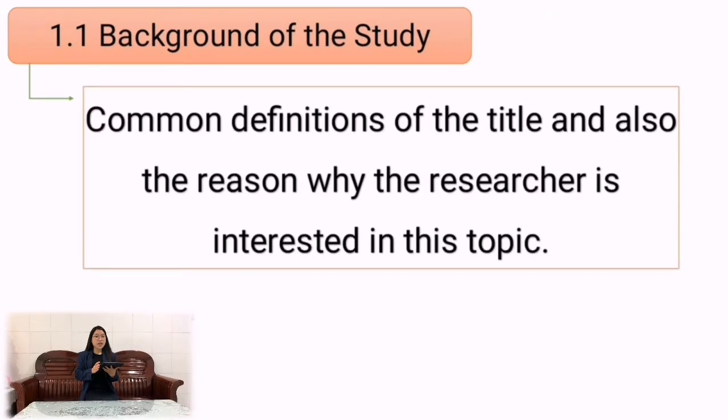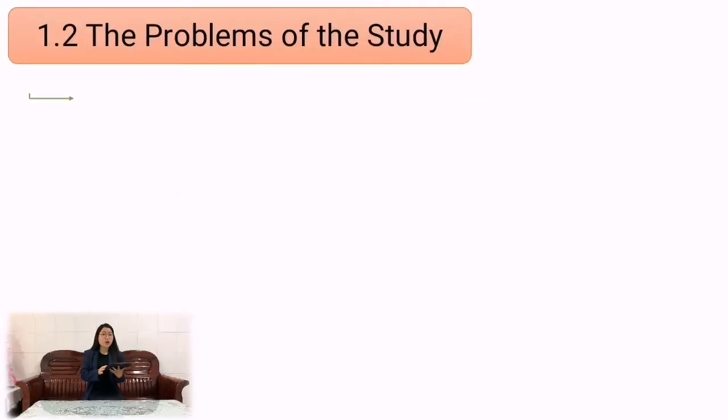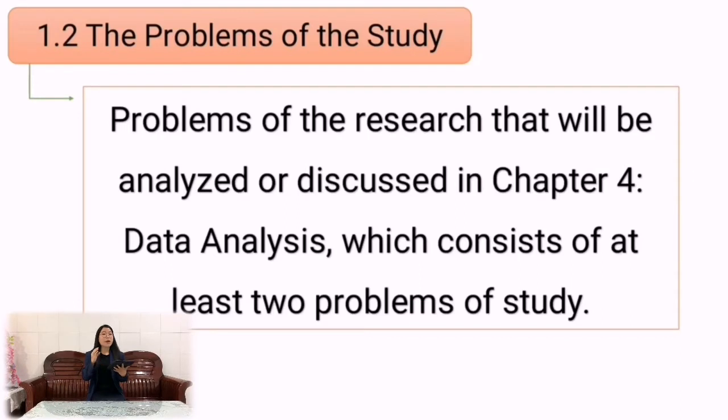1.1 background of the study, it consists of common definitions of the title and also the reason why the researcher is writing about this topic. And then in 1.2 the problems of the study, it is about the problems of the research that will be analyzed and discussed in chapter 4. Now, in chapter 4, they will be discussed deeper from these problems. So, in this case, the problems should be at least 2 problems or more.